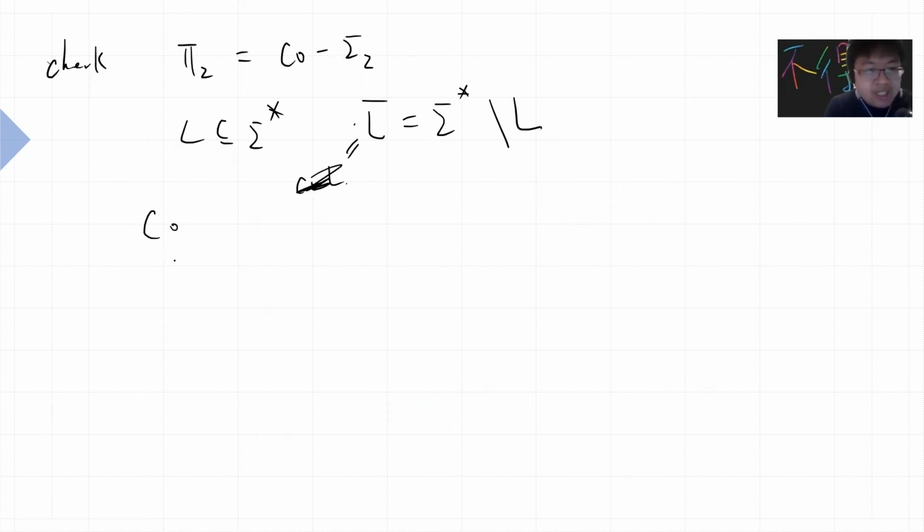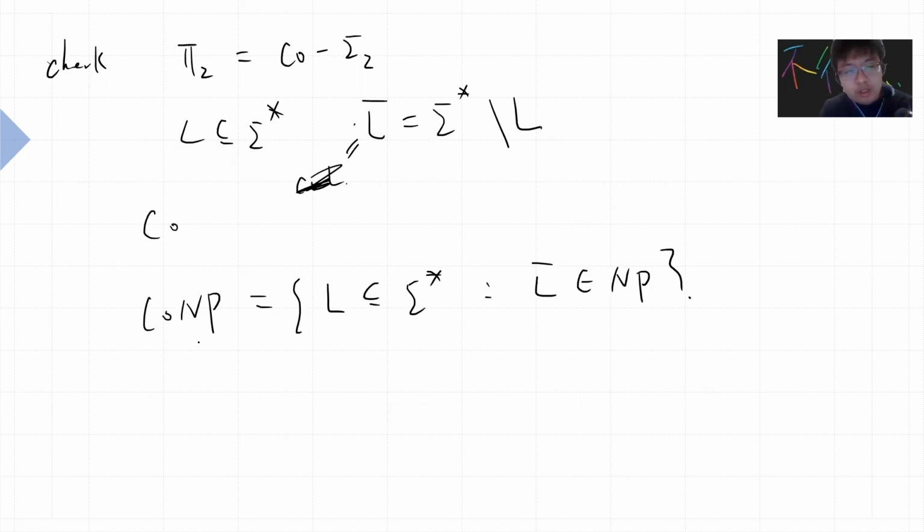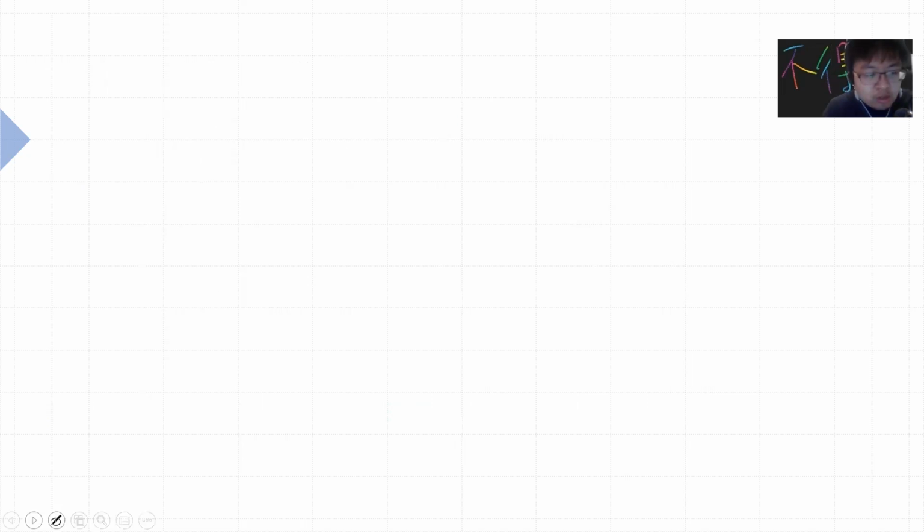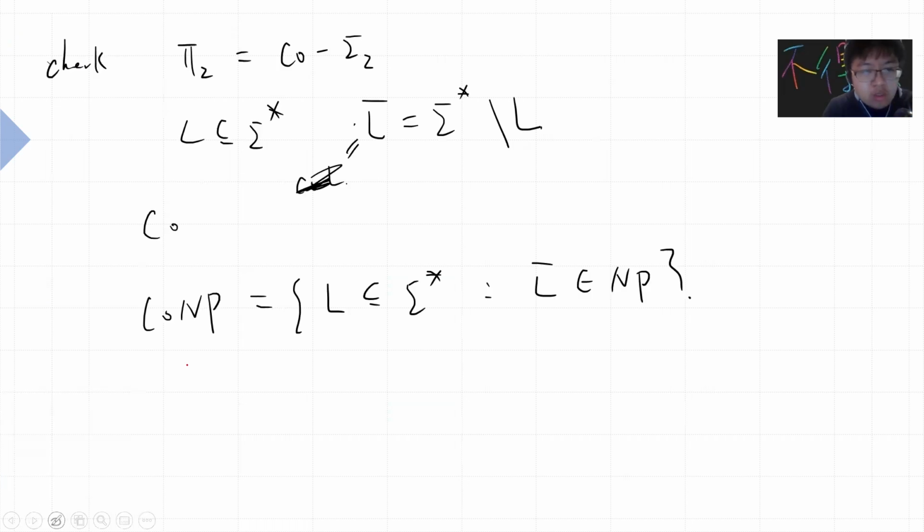Sorry, it's not the same. For example, if we want to define co-NP, one just says that L belongs to co-NP if L bar belongs to NP. So you can define any co-class of languages. For example, one can define co-L to be the set of L such that L bar belongs to L.